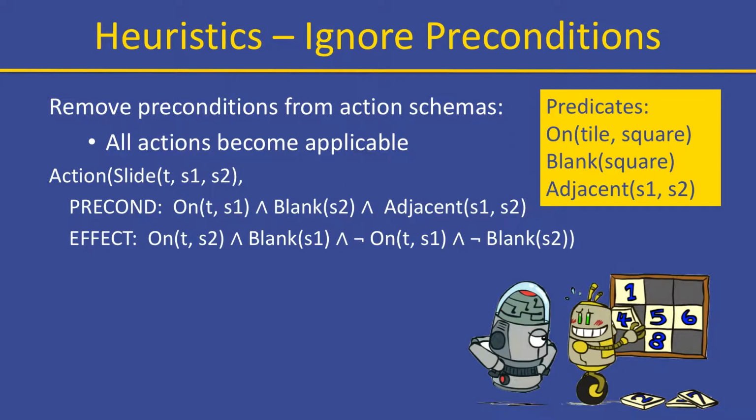We need to have the tile on S1. We need to have S2 blank, and S1 must be adjacent to S2. The effect is that we'll have T on S2, S1 will be blank, T will no longer be on S1, and S2 will no longer be blank.